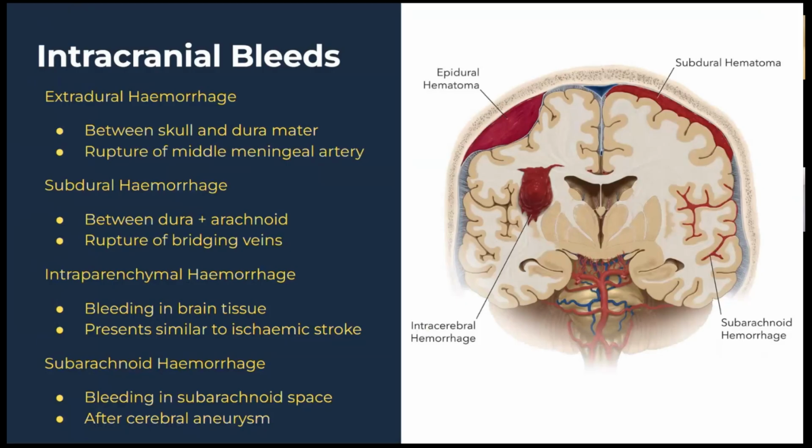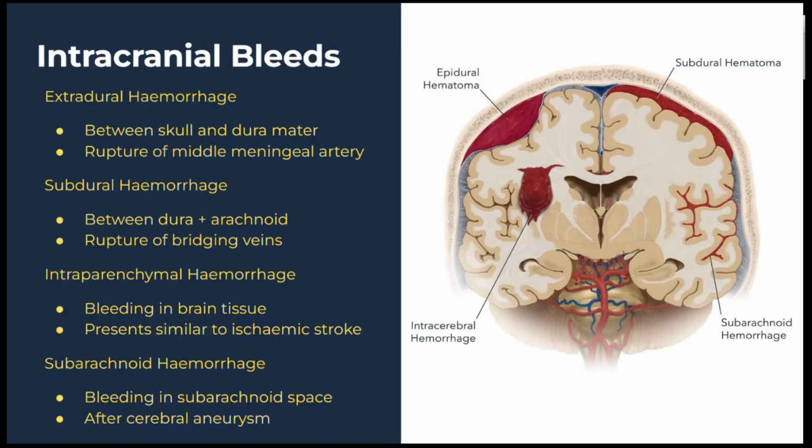Okay, so now we're going to talk about some of the different types of intracranial bleeds that you can get. We're going to discuss the four main ones. And in terms of where these bleeds are found, you can quite easily distinguish this from their names. So if we start with extradural, it's found outside the dura, so it's found between the skull and the dura mater of the meninges. And this is usually due to the rupture of our middle meningeal artery.